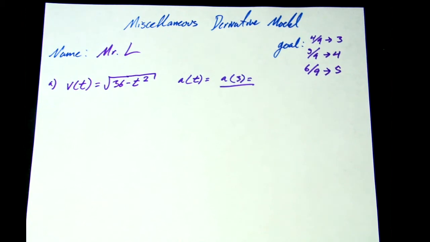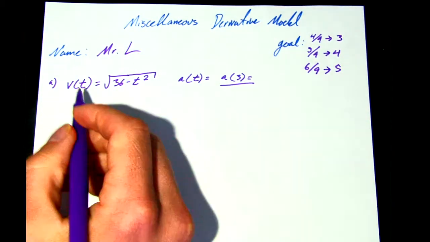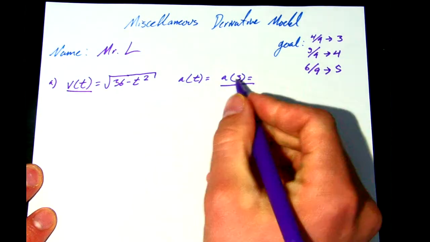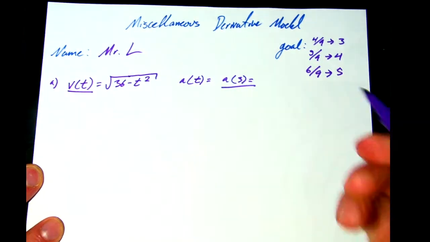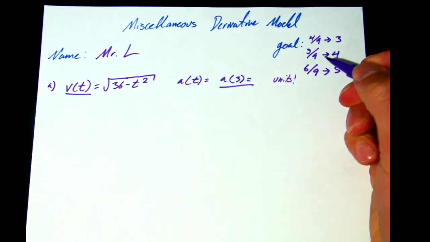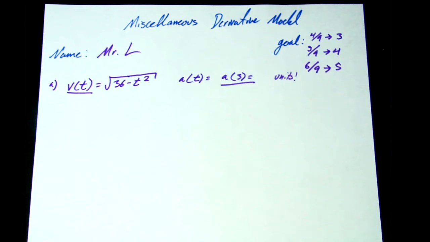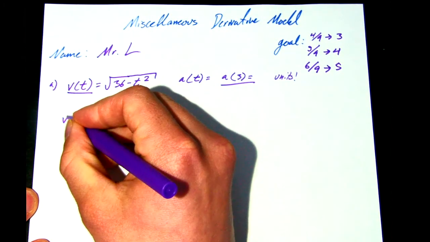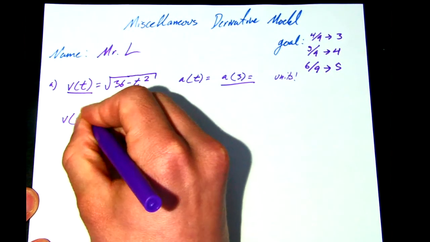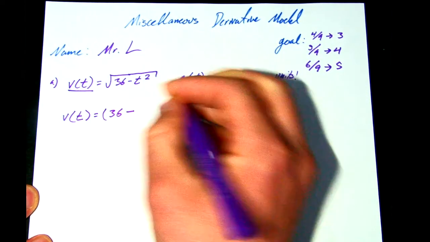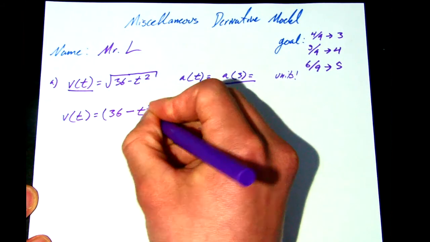All right, part A is talking about a train. It's moving with a velocity v of t, and it wants to know the acceleration when t equals 3. It also says, hey, include units. So I'll talk about that in a second. Units. Okay. First thing I'm going to do, I don't like square roots. There is a rule for the derivative of square roots. I think it's confusing. I think it's easier to write this as 36 minus t squared to the power of 1/2.